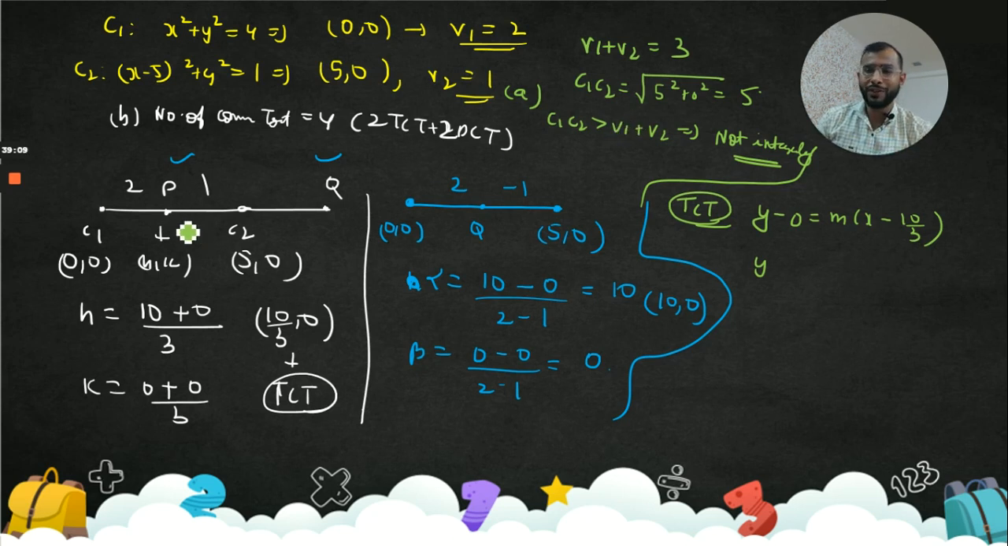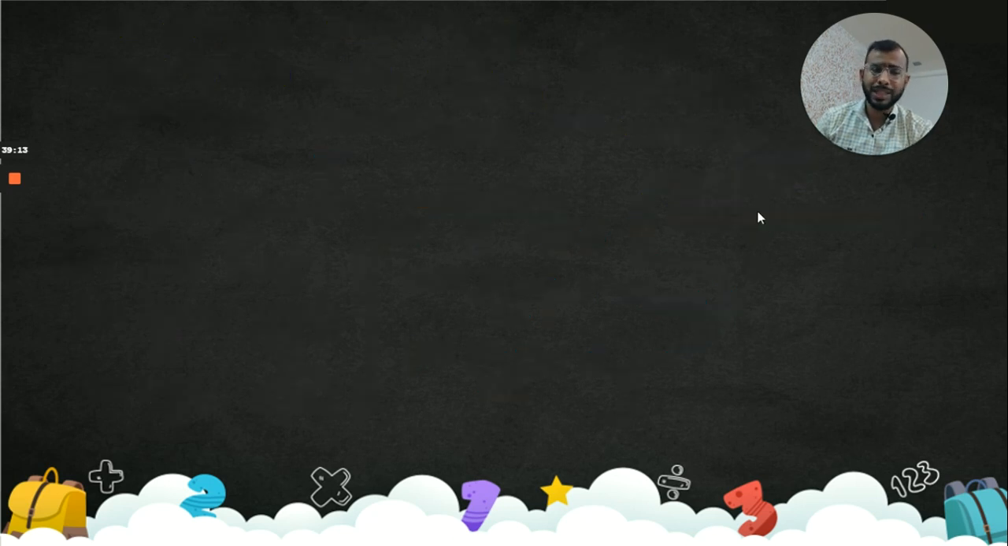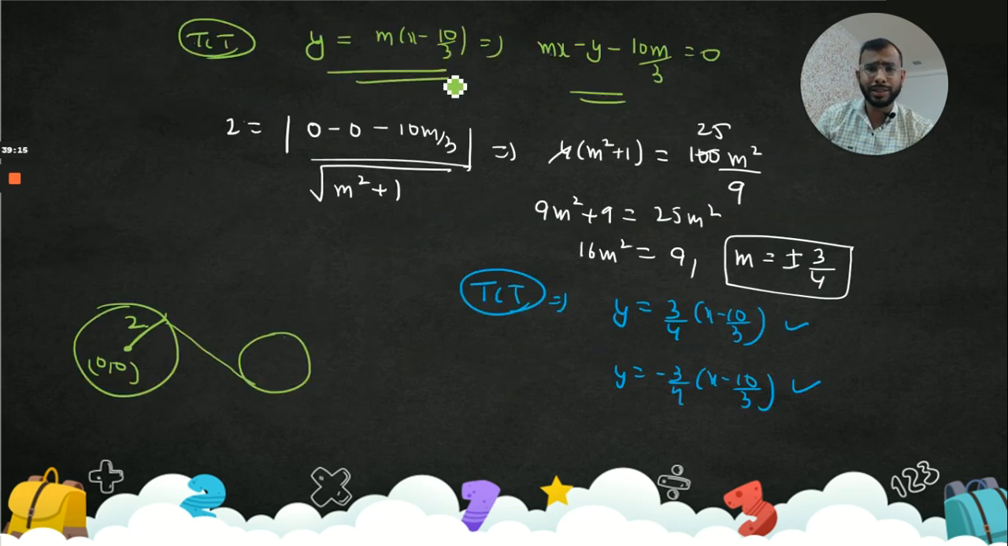Non-intersecting. First we'll find out point P. It's the internal bisector. Q is the external bisector. Then we'll see the equation. This is the equation and P is equal to R. So we'll apply this. We'll get the two values of M and we'll get the two equations.